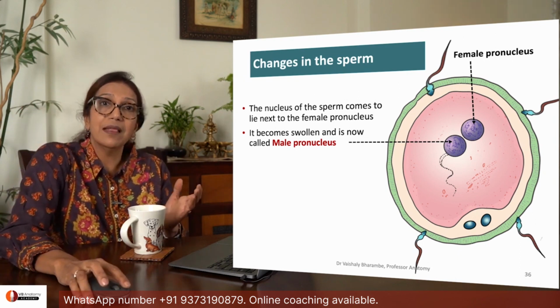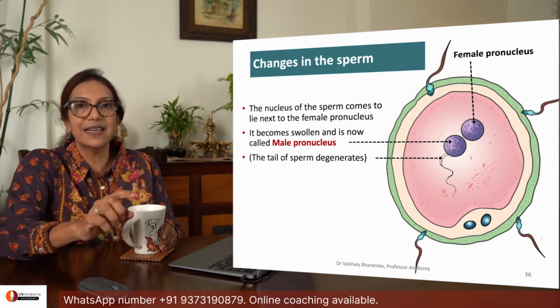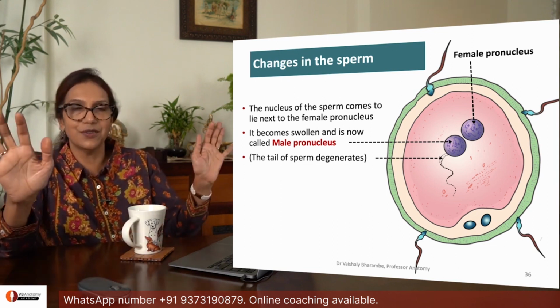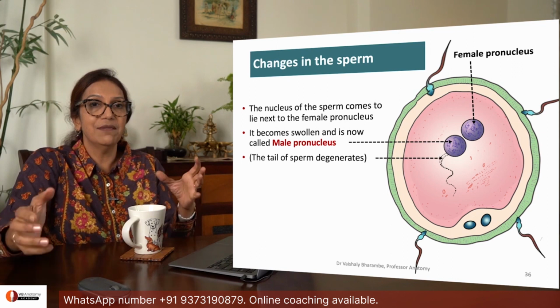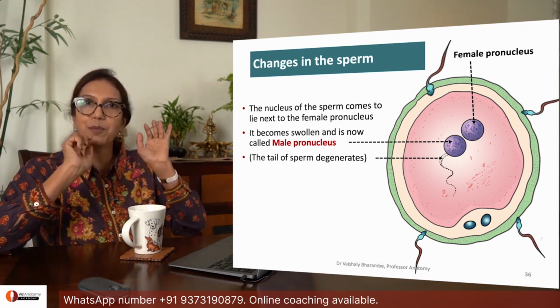What about the tail? The tail degenerates, students. Tail has got no business inside that secondary oocyte, so the tail degenerates. Now what do we have? We have a definitive oocyte containing a female pronucleus and a male pronucleus.